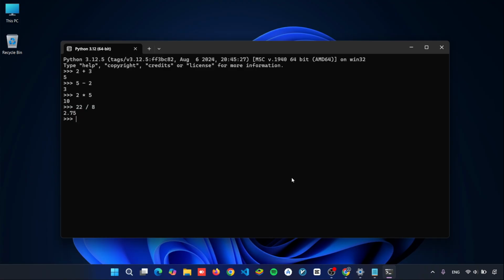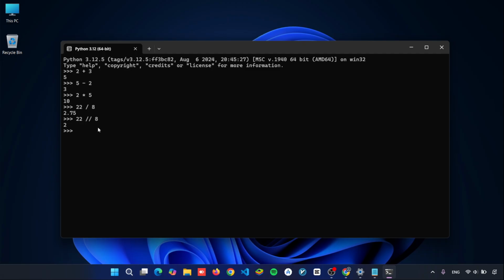There are also special operators. For example, the integer division, which rounds down. But what does that mean? For example, 22 divided by 8 gives us the integer number 2. It's because this operator rounds down the number.